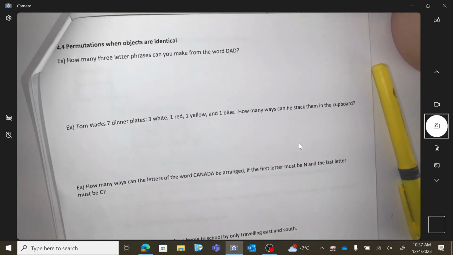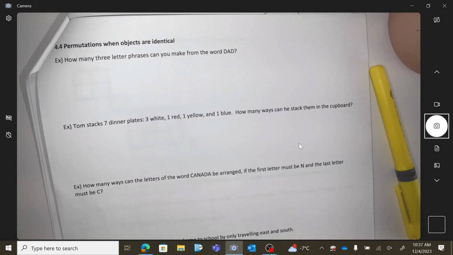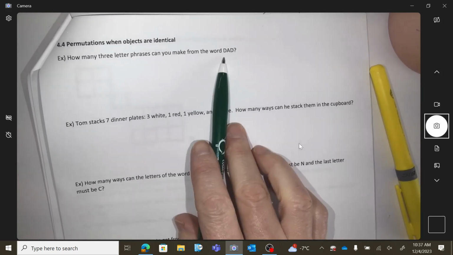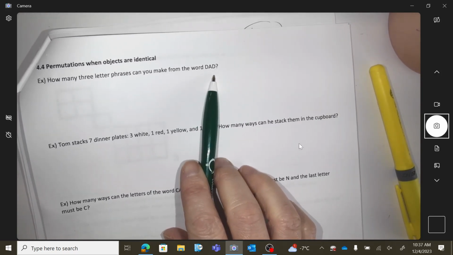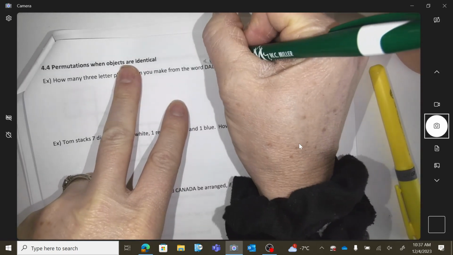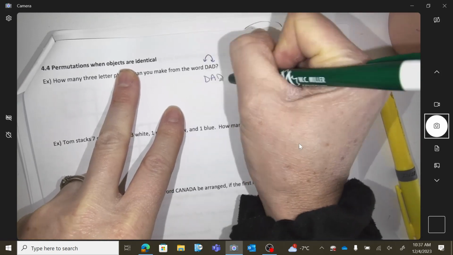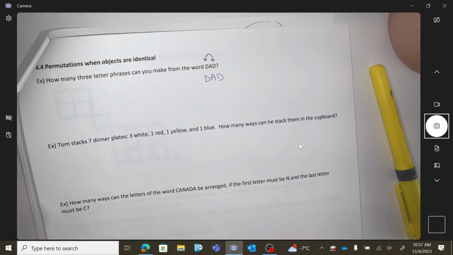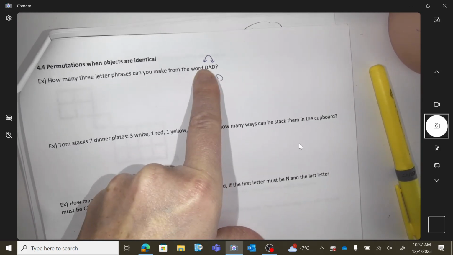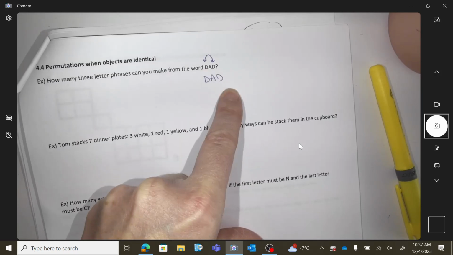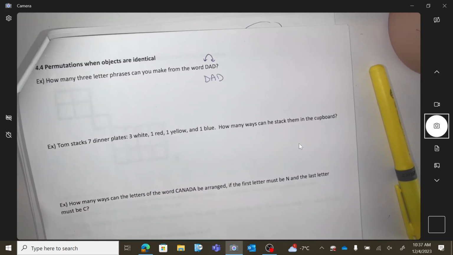Okay, moving around stuff when you have identical objects. So the word dad, let's pretend I moved these D's around. I moved the D's around and it made a different arrangement. But does this arrangement look any different than that arrangement? No. So in math, when we have something that ends up being the same, we would just cancel it. Does that make sense?